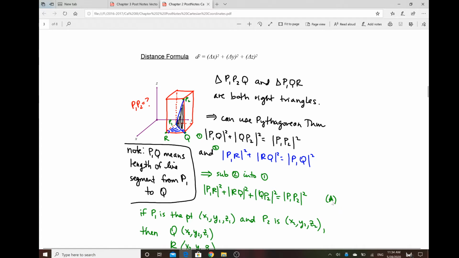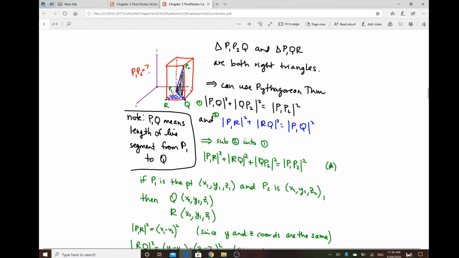The reason I put a star here is that this one is very important. This links to the distance formula in 3D space. If P1 is the point (x1, y1, z1) and P2 is another point (x2, y2, z2), this can be written this way. For Q and R, Q is written (x2, y2, z1).